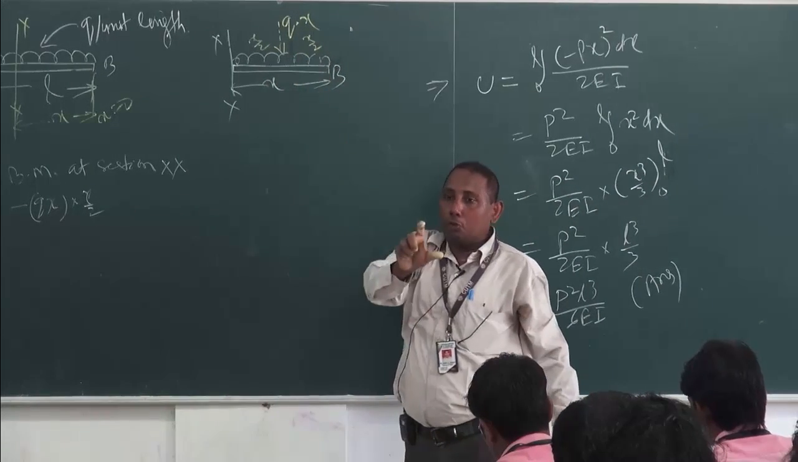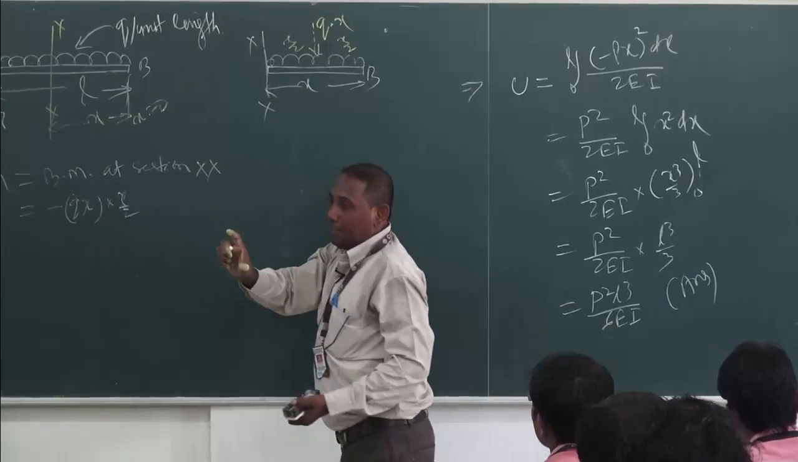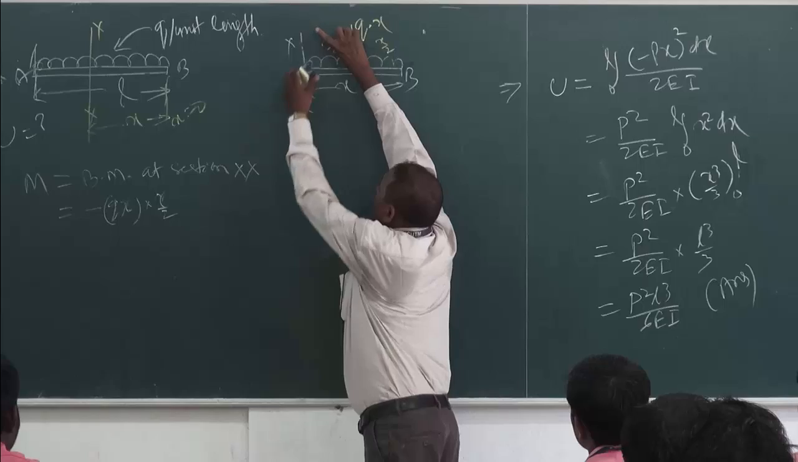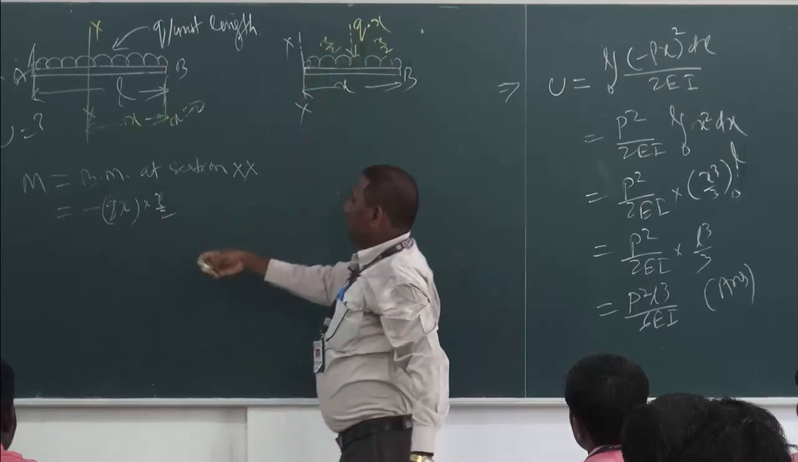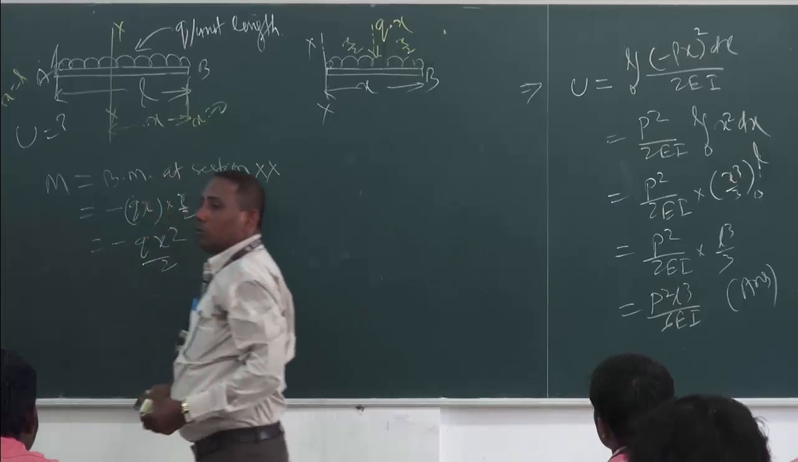I think this concept you know already. And here the M value is equal to, by definition, moment is equal to force into the perpendicular distance. You are taking moment here. So this is minus of Q x square by 2.